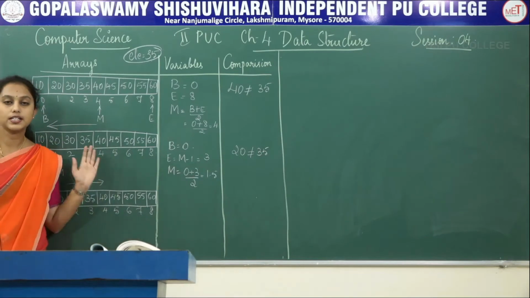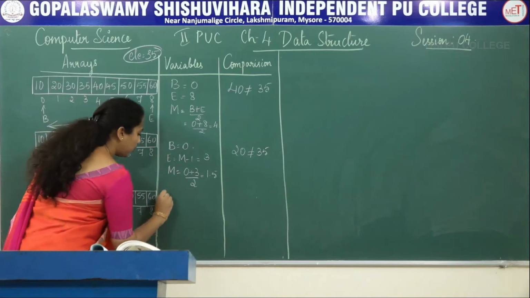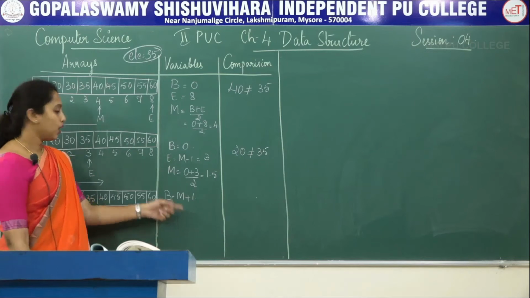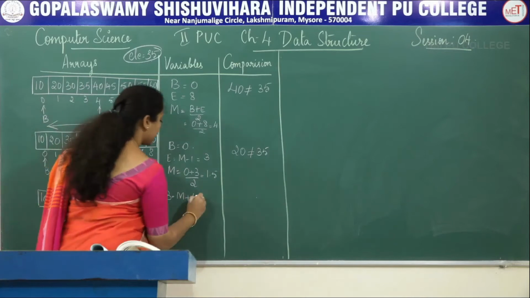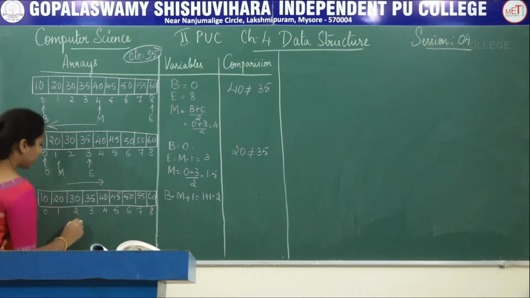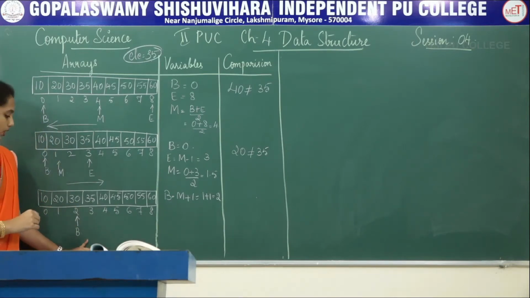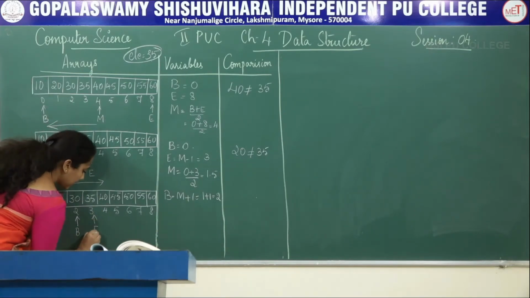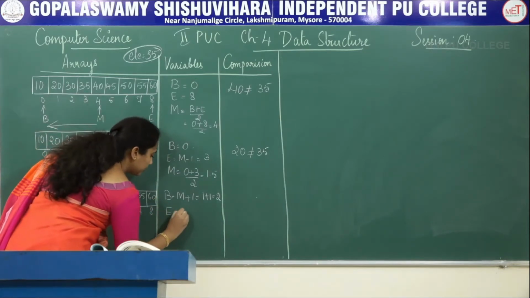If the search element is greater than the middle element, then beginning is equal to m plus 1. What is the m here? M is 1. What is m plus 1? M plus 1 is 1 plus 1, which is 2. So 2 is our beginning position. Next, what is the end position? End position is 3. E is equal to 3.